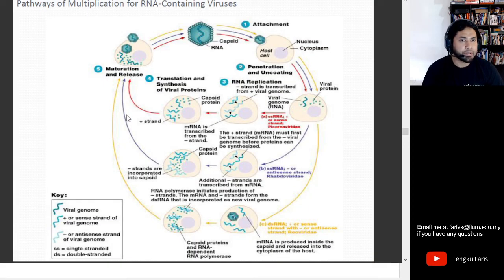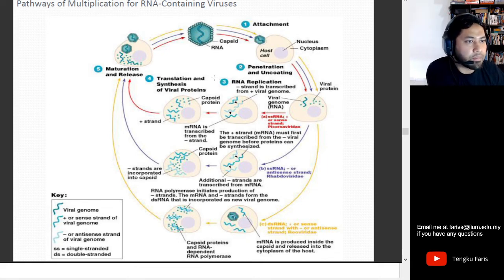This is an example of the pathway of multiplication for RNA containing viruses. Of course, it's a bit busy structure. You can see the strong blue color here is the viral genome. The middle one is the positive sense strand viral genome. The pale one is the negative or antisense strand of the viral genome. SS is single-stranded, DS is double-stranded.